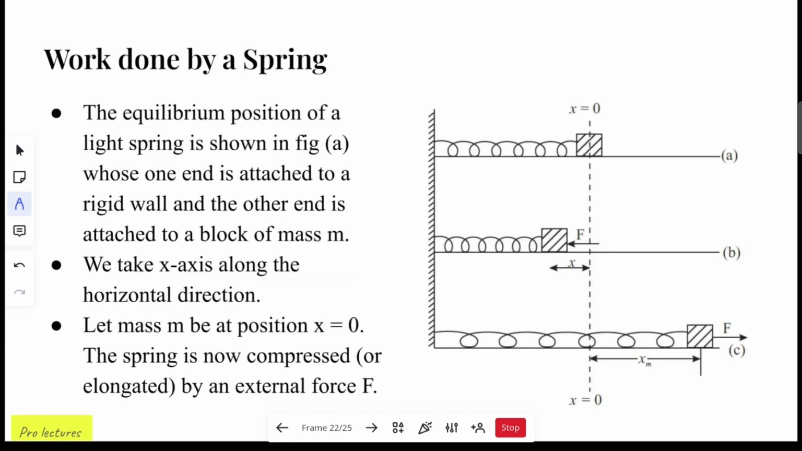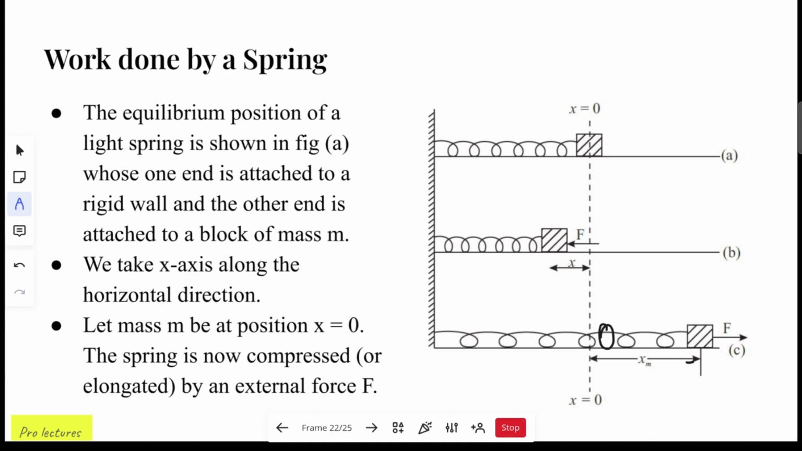A simple example of a variable force is the force exerted by a spring. When you pull or push the spring, do you think the force is constant? No, it varies with position. Consider the situation where you are pulling the spring. As the length is increasing, you have to apply more and more force. So this is an example of a variable force.